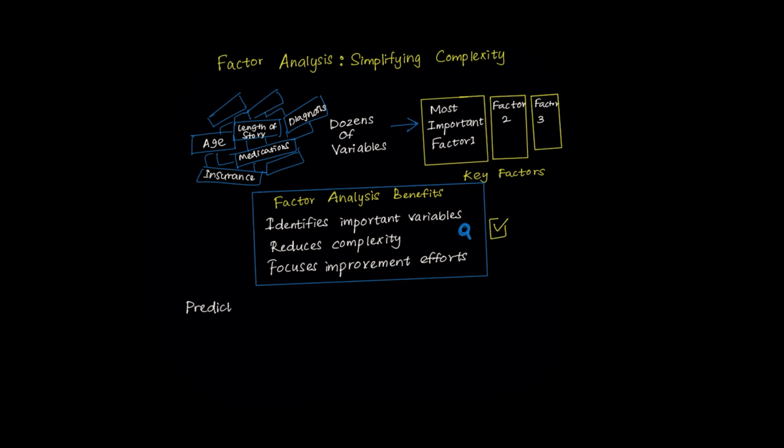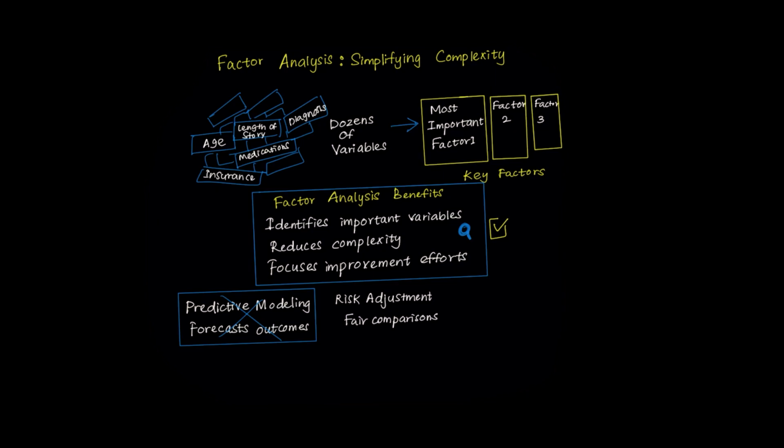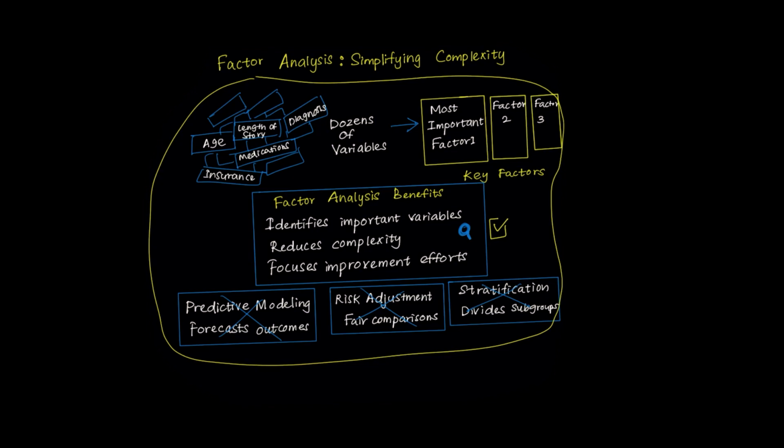Predictive modelling is different. It uses mathematical algorithms to forecast future outcomes, not to identify which variables are most important. Risk adjustment enables fair comparisons across systems by controlling for patient differences, not for simplifying variable selection. Stratification divides populations into subgroups before sampling, which is a different analytical approach entirely. Factor analysis is essential when you're drowning in data and need to identify what really drives your outcomes.